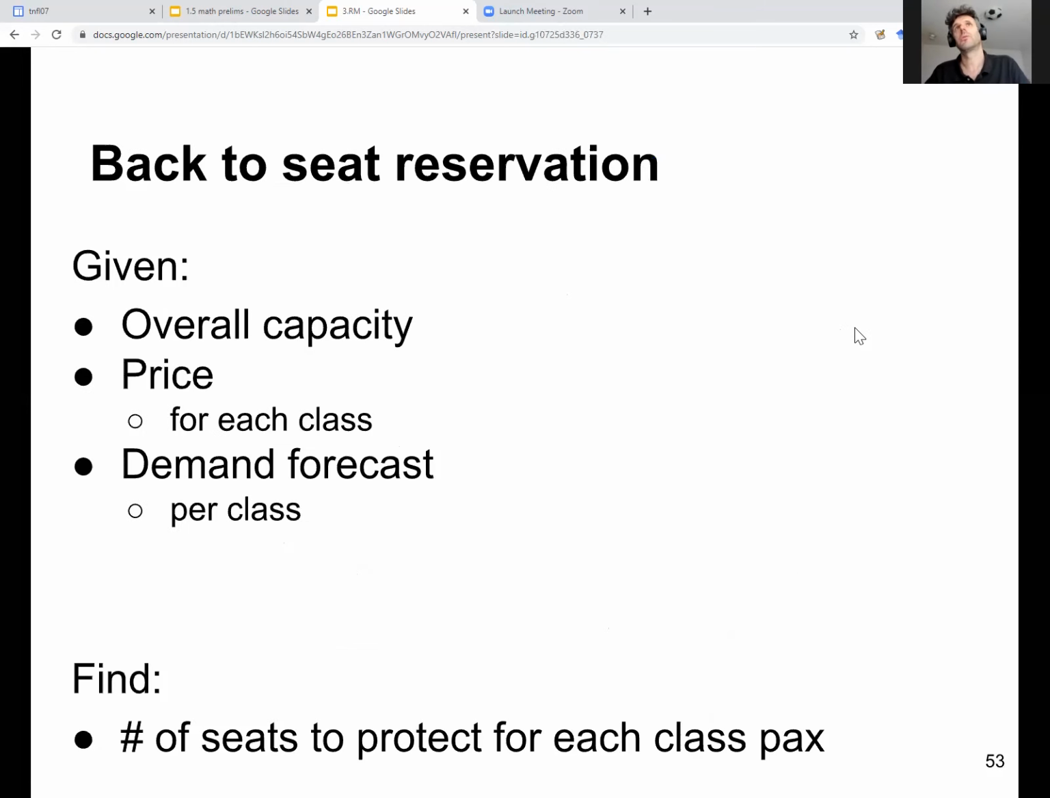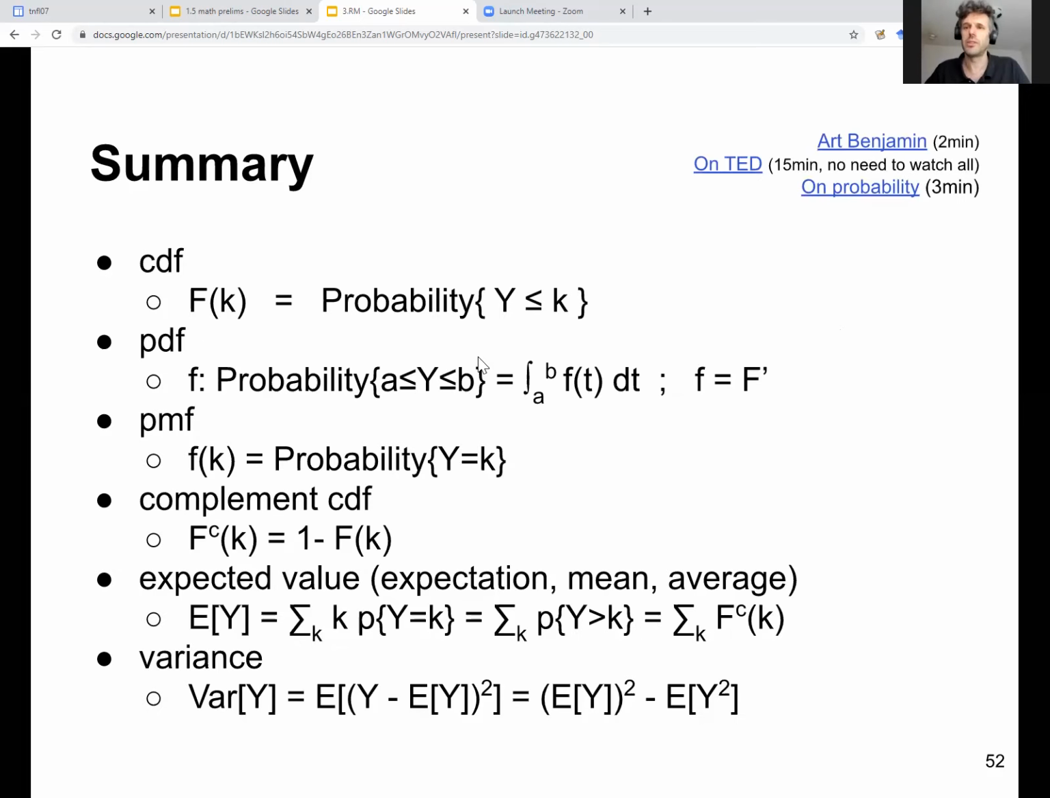I will make a click to see what awaits us. We will go back to seat reservation and use all these things that we went over to solve our seat reservation problem at the next lecture. So I will stop.